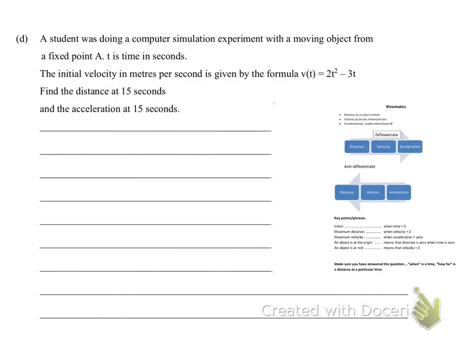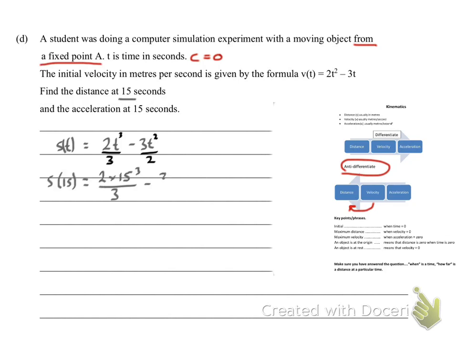Right, for this one here, we're given the velocity. We want to find the distance. We know from velocity to distance, we anti-differentiate. So we write out the velocity equation, add 1 to the power, divide by the new power, add a constant. Now, it's from a fixed point, so the constant is 0. So we can eliminate the constant there. And we want to find the distance at 15 seconds, so just put 15 into the equation. Calculate that out, and you have your distance.